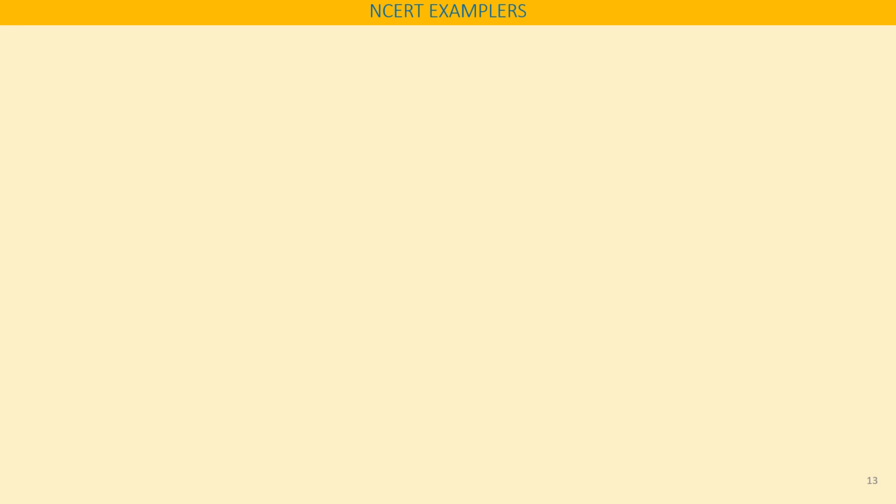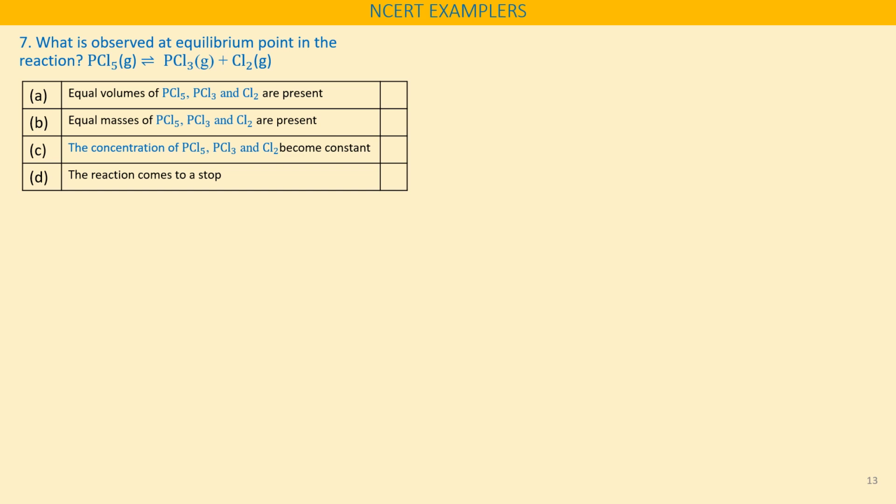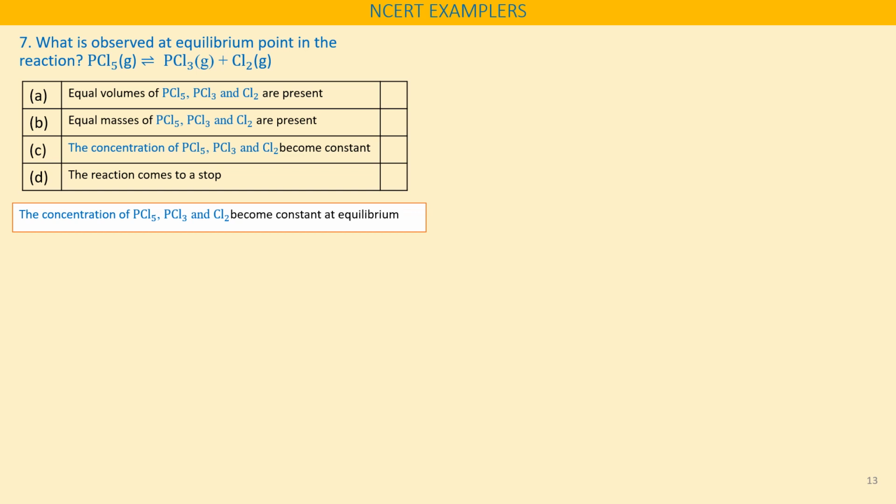Now we'll take up NCERT Exemplar. Question number 7: What is observed at the equilibrium point in the given reaction, PCl5 ⇌ PCl3 + Cl2? Here, the concentration is constant and the reaction does not come to a stop. We know that at equilibrium the concentration becomes constant. Therefore, mark it: option C is the correct answer.